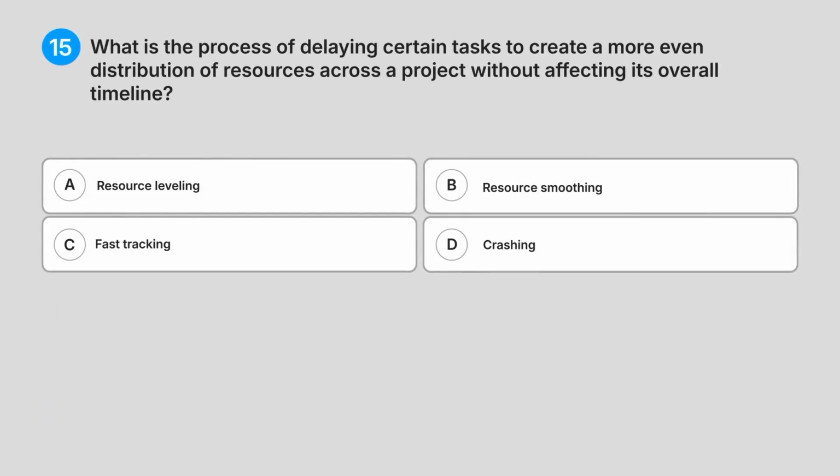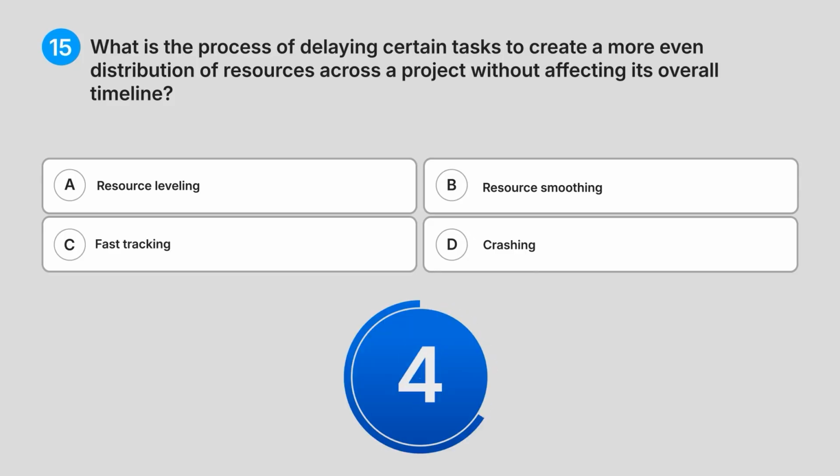15. What is the process of delaying certain tasks to create a more even distribution of resources across a project without affecting its overall timeline? A. Resource leveling. B. Resource smoothing. C. Fast tracking. D. Crashing. Do you know the answer?